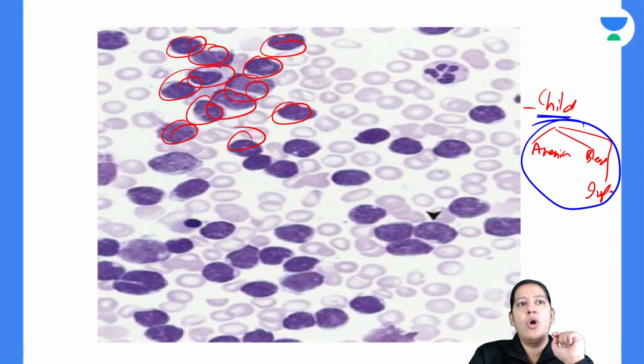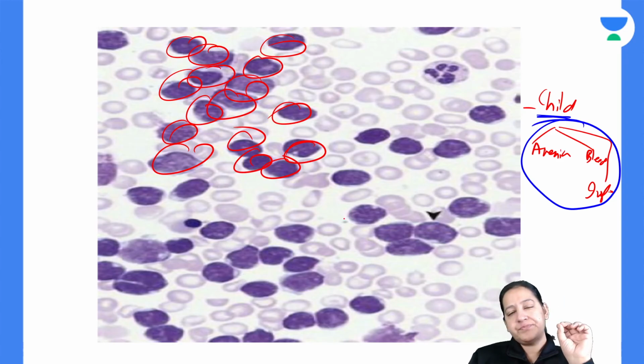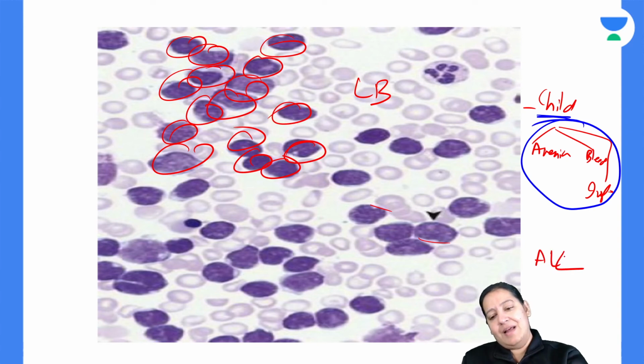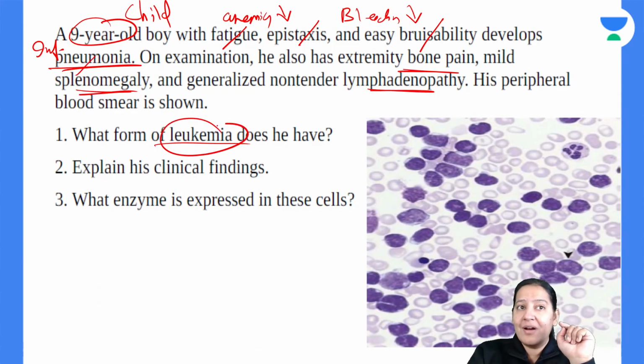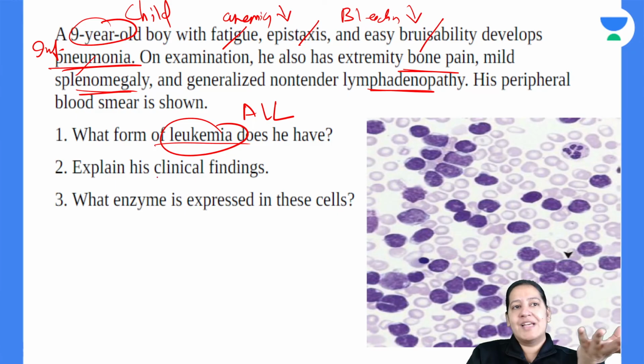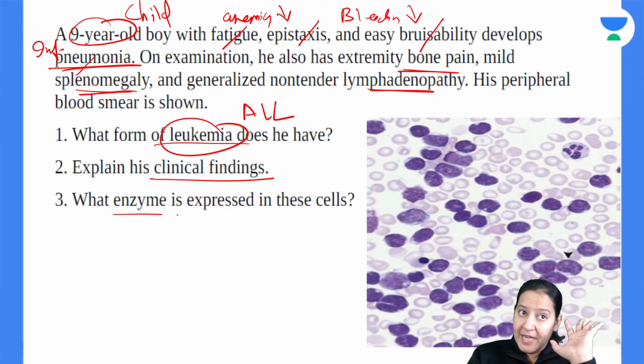They all are same. Give me a thumbs up. And none of them have iron rod. And see the cytoplasm, it's a very scanty rim of cytoplasm, right? So these all are lymphoblasts. So the answer is ALL and he's a child. So ALL occurs in child. Please learn. You can explain the clinical findings and yeah, the name of the enzyme.